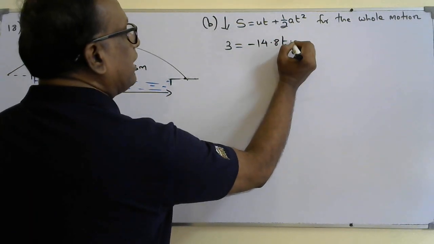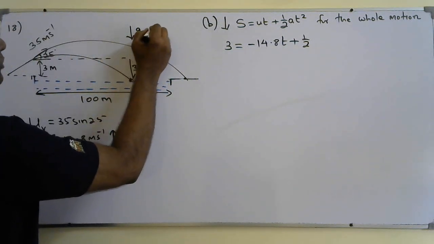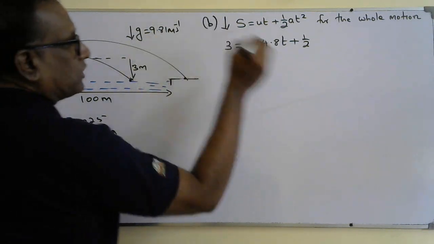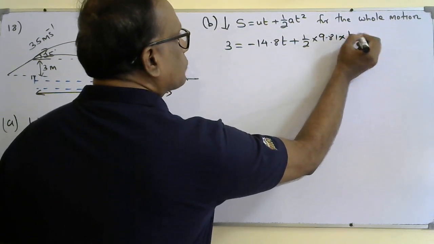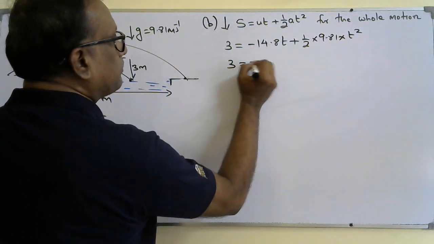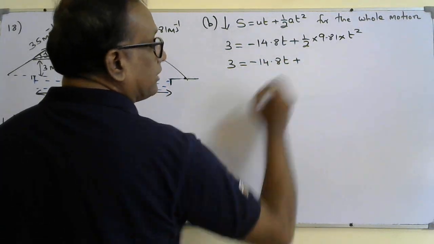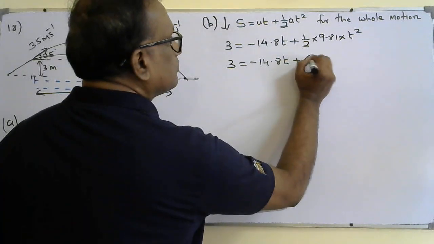14.8 t plus half. Gravitational acceleration is downward. G is 9.81, which is downwards. So I am taking downward positive. So half into 9.81 into t square. Okay, so that is 3 equal minus 14.80 t plus half into 9.81, which is 4.905 t square.